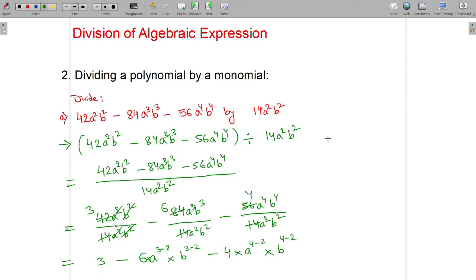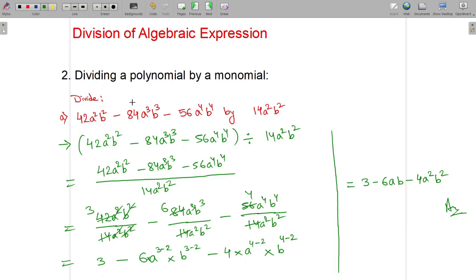Okay, so after this what did we get? 3 minus 2 is 1, so a. b to the power 3 minus 2, so b to the power 1, so simply b. Minus 4 a, 4 minus 2, so that's a square, into b to the power 4 minus 2, so it's b square. So this is our answer. Okay, so I hope you have understood how to divide a polynomial by a monomial.